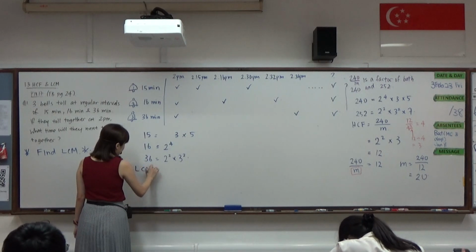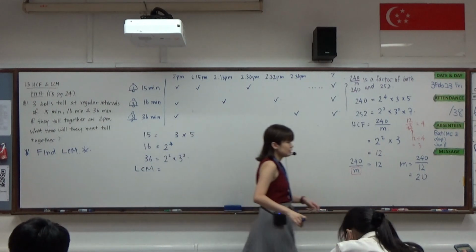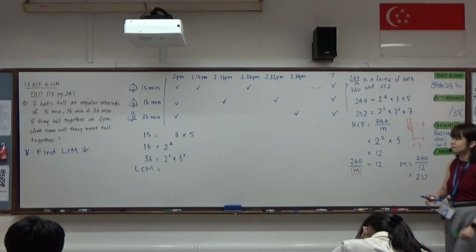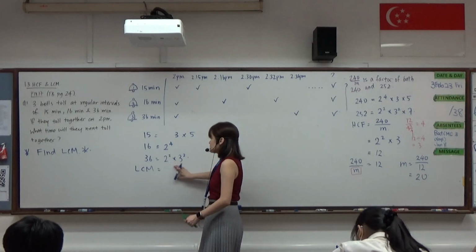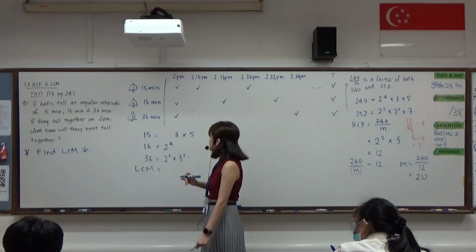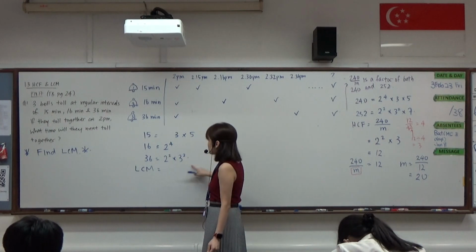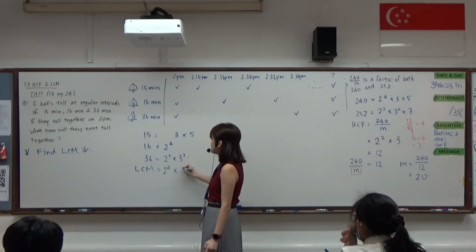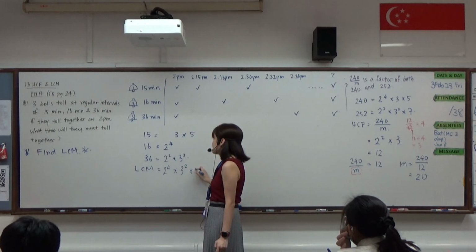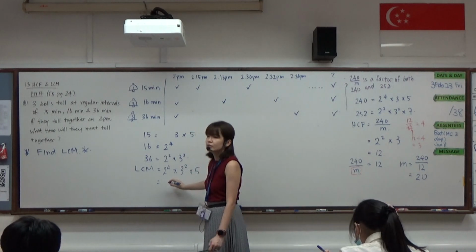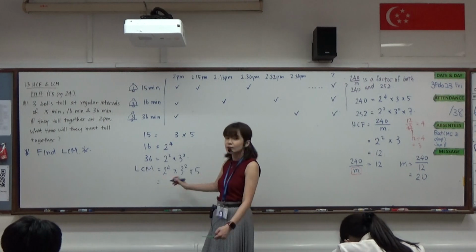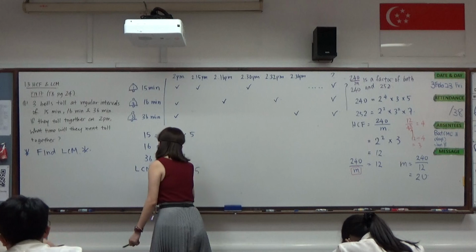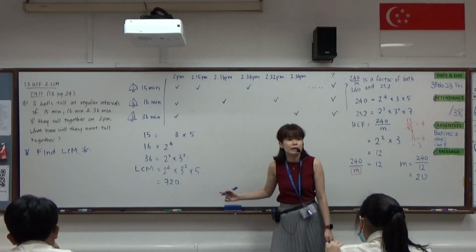Now we want to find the LCM. How do we find the LCM? Actually, can you give me the whole thing of the LCM? So what do I get from the LCM? 2 to the power 4 times 3 squared times 5, and what's the value? 720. Very good. But is this the answer that we want?